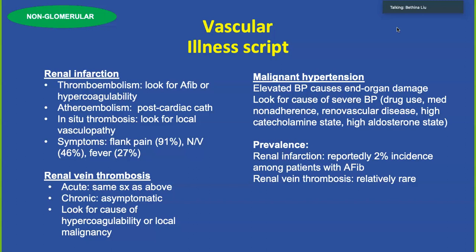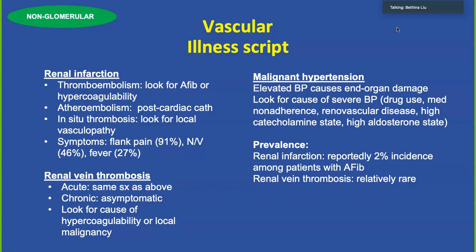This renal infarction typically presents with flank pain, nausea, vomiting, as well as fever. For renal vein thrombosis, the onset is typically acute with very much overlapping symptomatology as renal infarction. It can also be chronic and asymptomatic. So you should look for causes of hypercoagulability or a malignancy.